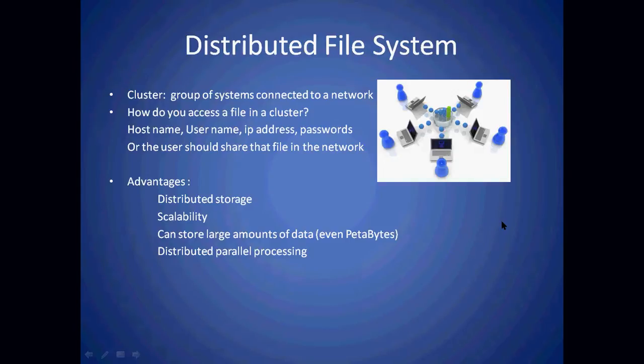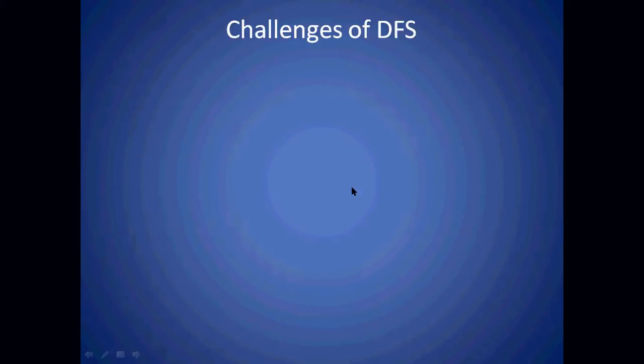You can process all these files simultaneously. That is distributed parallel processing. These are the advantages of a distributed file system. There are some challenges also associated with this file system. Let's see what those are.